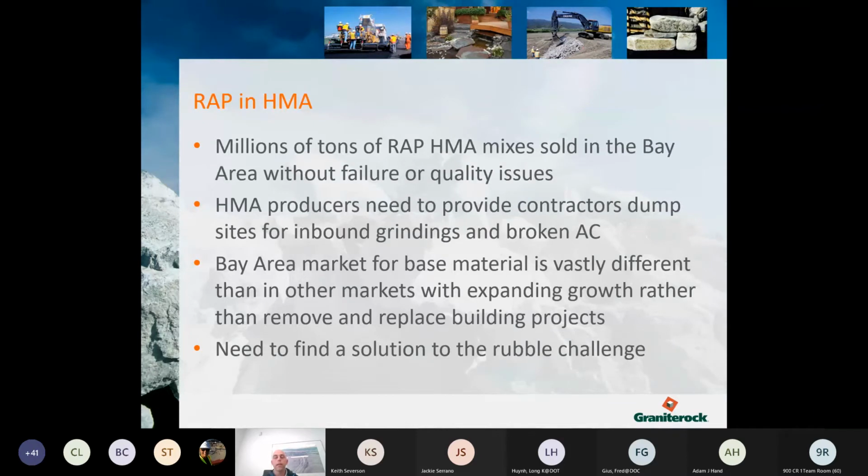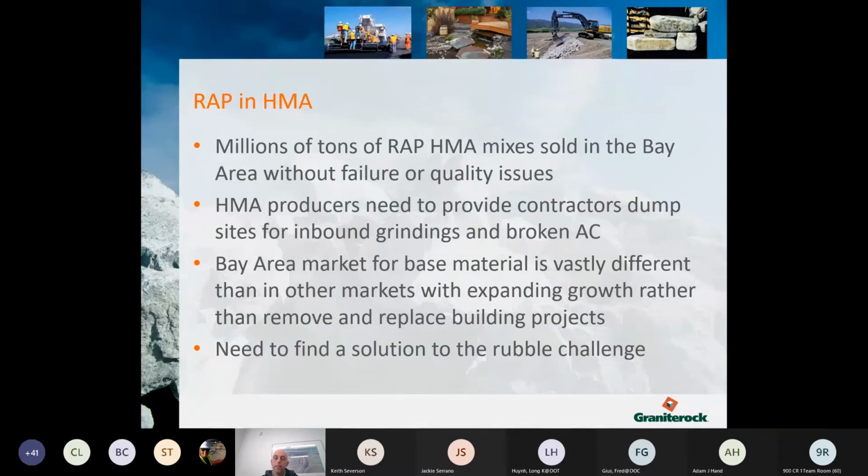Contractors expect that HMA producers are going to provide a place for them to take those grindings and then pick up asphalt in the same trucks or maybe a different day and go out to the job. So that creates an issue with a lot of inbound material.